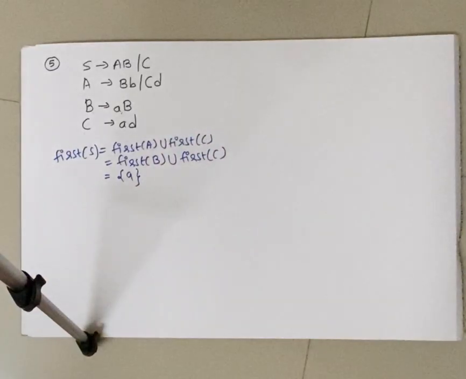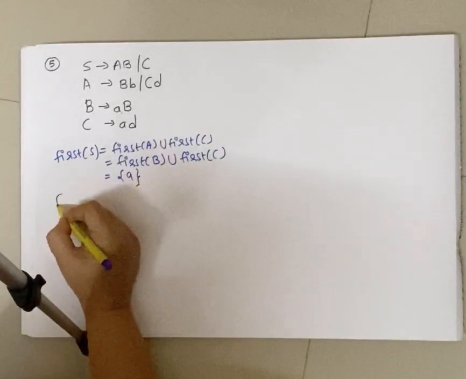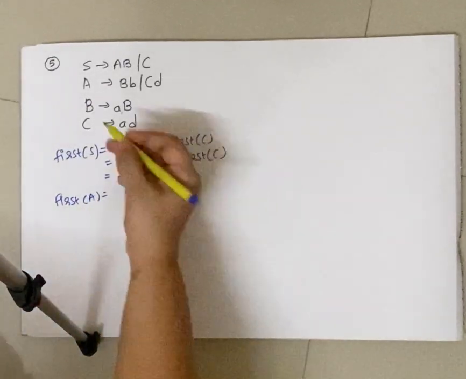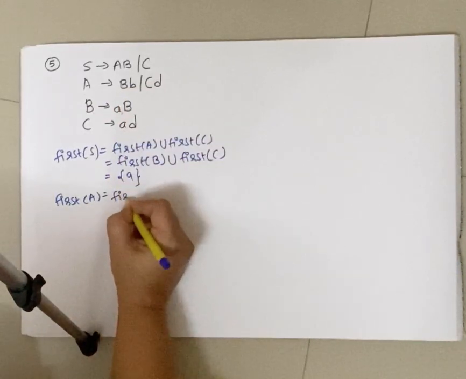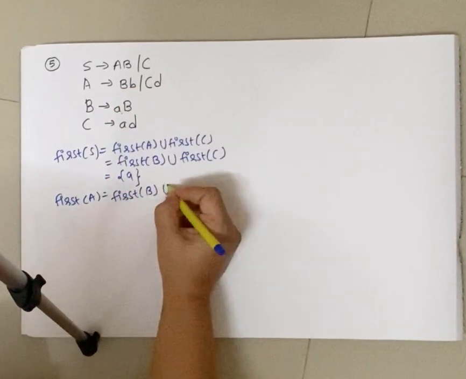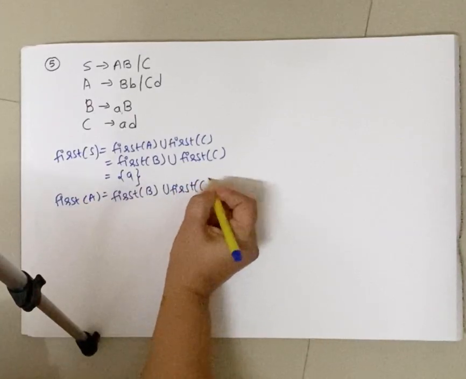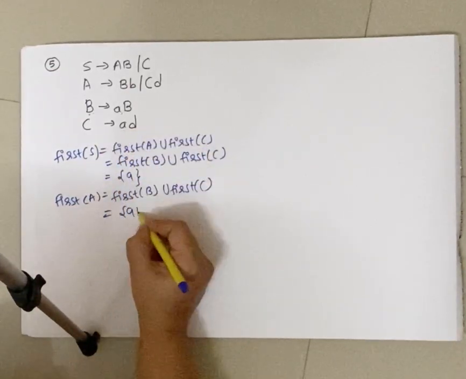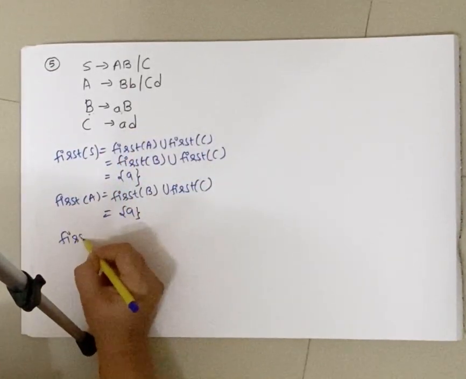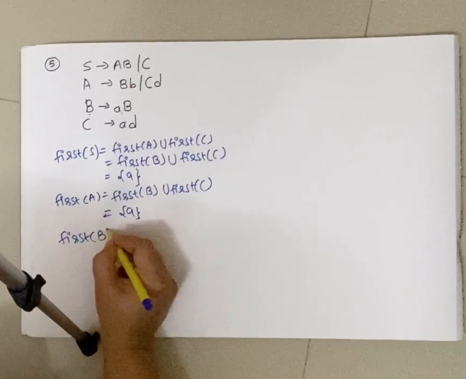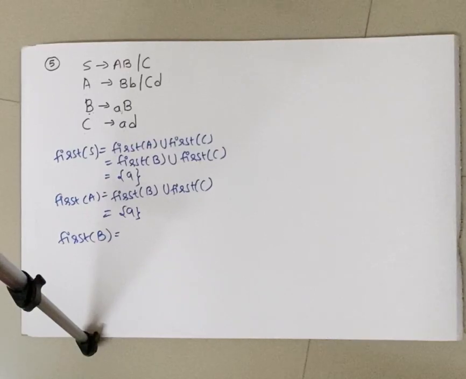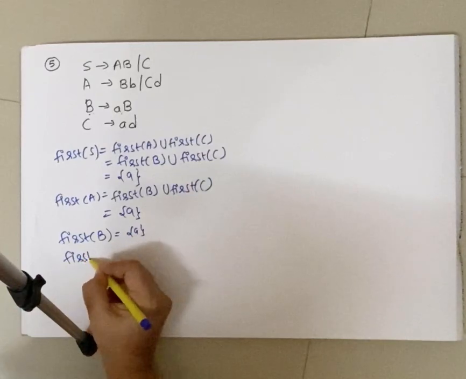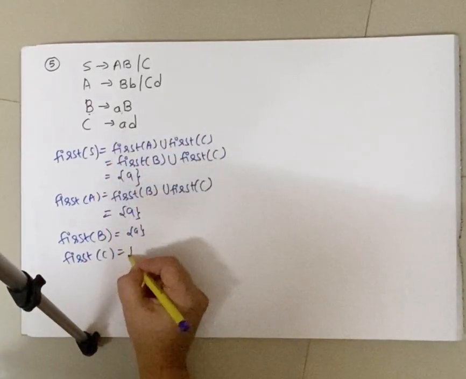So we have a single value over here. Fine, we'll move ahead. First of capital A is going to be first of capital B and first of capital C. So what is first of capital B? It is small a. What is first of capital C? Again it's a small a only. Moving ahead, first of capital B: what is first of capital B? It is small a only. What is first of capital C? It is again small a.